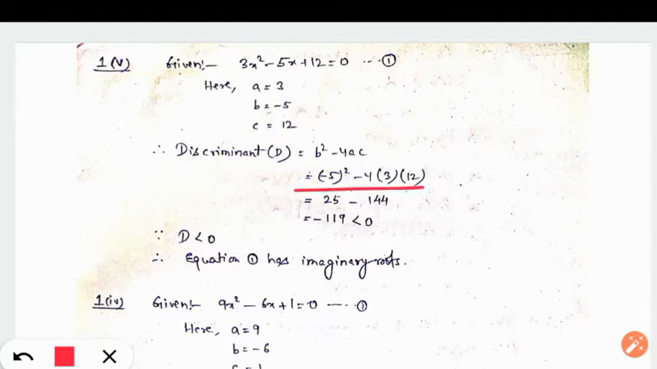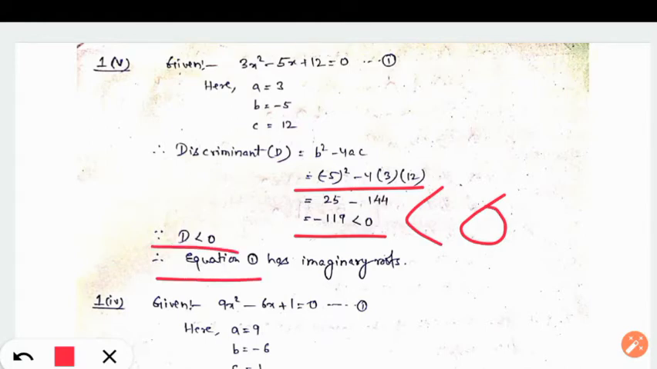So after putting the values and after doing simplification, I got −119 again, which is less than 0. So since the discriminant is less than 0, equation 1 has imaginary roots. In both the questions, 1 part 1 and 1 part 5, I have done the same thing, right? And in both, the roots are imaginary. So let's do one sum in which we will get real roots.